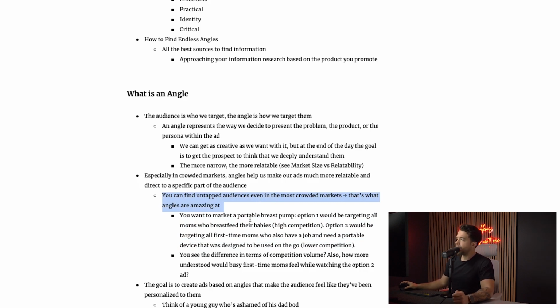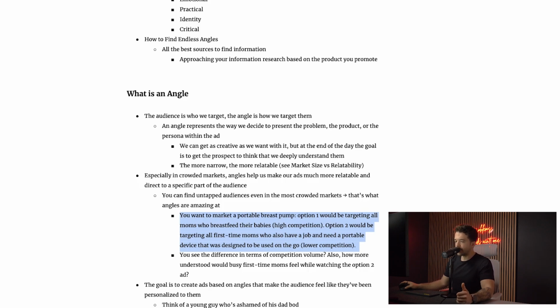Let's take an example. So you want to market a portable breast pump. Let's say option 1 would be targeting all moms who breastfeed their babies. Obviously, the competition would be just nuts. Imagine the amount of moms who breastfeed their babies. Let's try to go a little more narrow and add an option 2 where we would be targeting all first-time moms who also have a job and need a portable device that was designed to be used on the go and that they can multitask with.